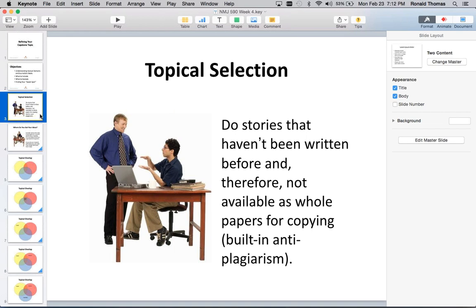But there is a further technique that we're going to discuss to help you come up with a way to approach that subject differently than other writers might have done. So this way you can come up with your own spin on a topic that other writers might be covering.